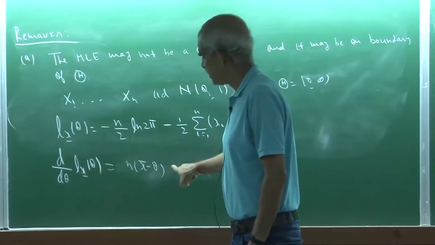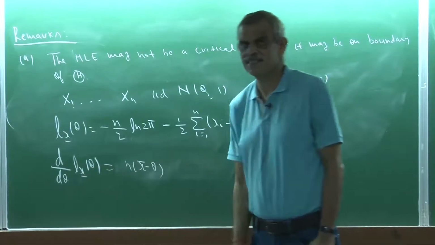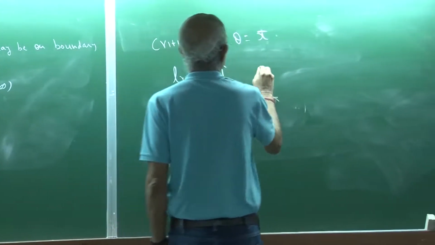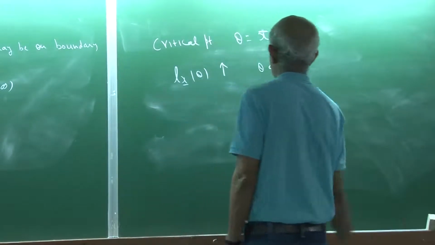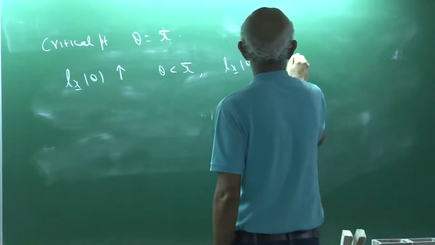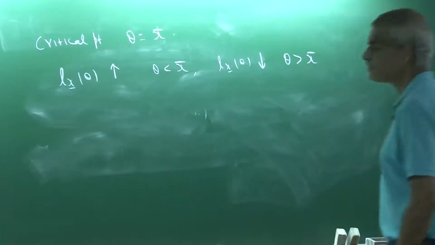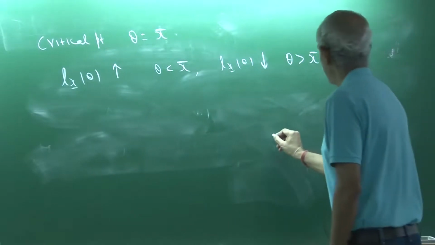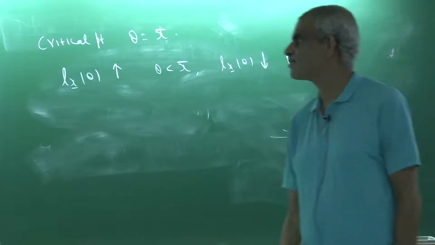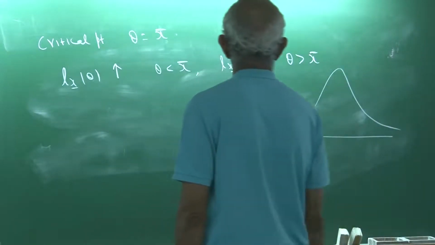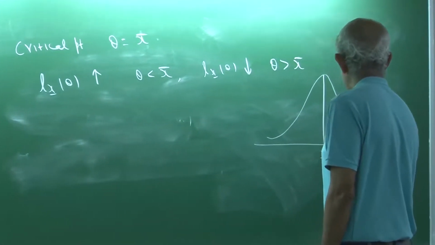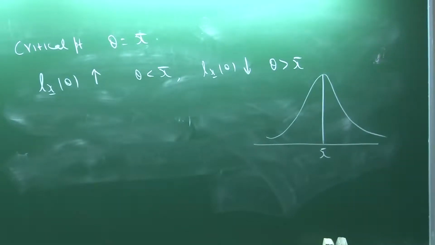This will be increasing if this is greater than 0. That means theta is less than x bar. So Lx(theta) is strictly increasing if theta is less than x bar, and Lx(theta) is strictly decreasing if theta is greater than x bar. Right? So it is this kind of a situation, increasing and decreasing. So theta is equal to x bar. What I know is my theta is greater than or equal to 0.